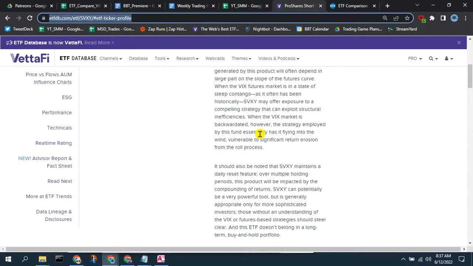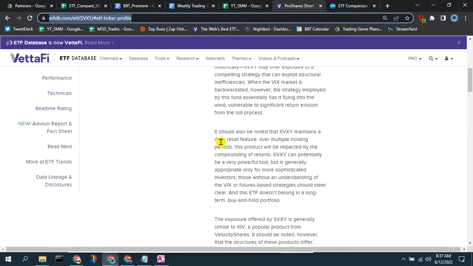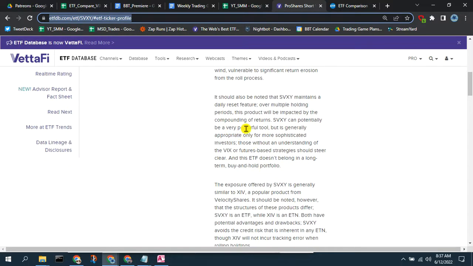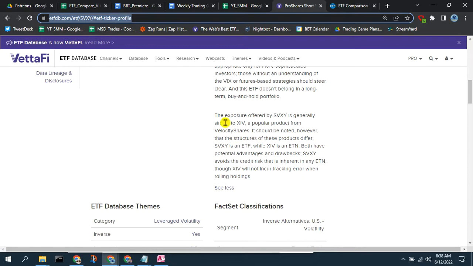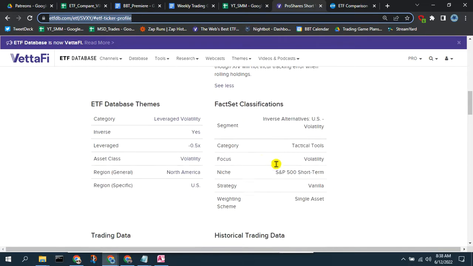They're also talking about the daily reset feature, so it can be impacted by a compounding of returns. It resets daily. And again, they explain that in more detail, so it's important to understand this. And if you don't feel comfortable with your understanding of it, they're saying it's best to steer clear. They're saying the exposure offered is generally similar to XIB, but I couldn't find that one in FinViz anymore, so I don't know that that's applicable.